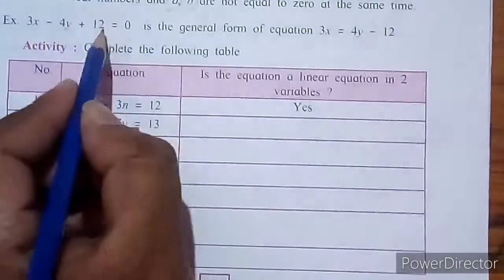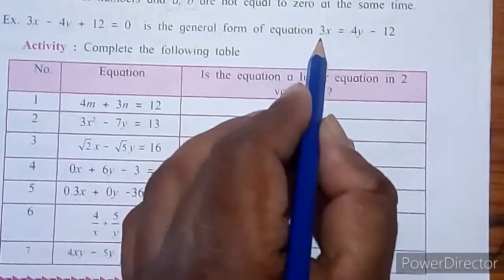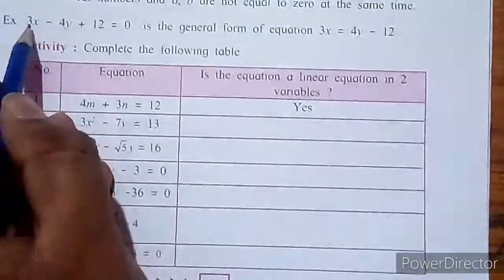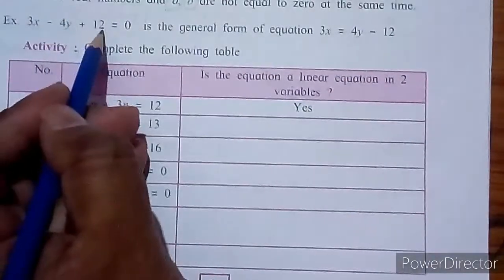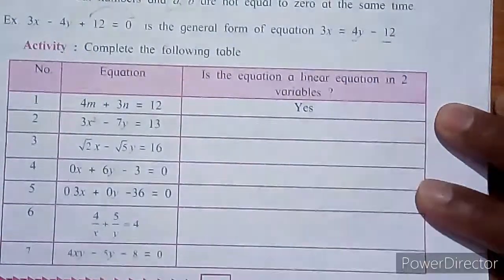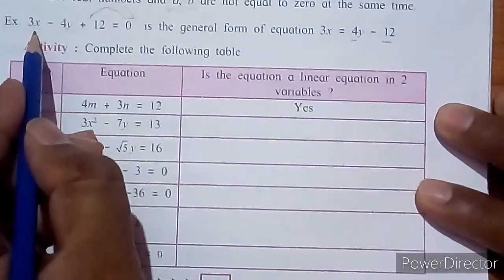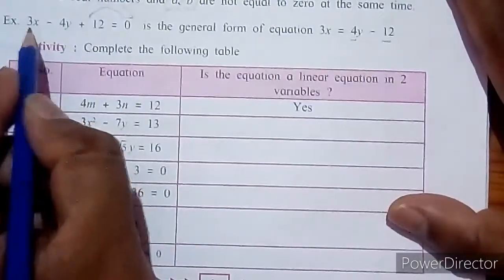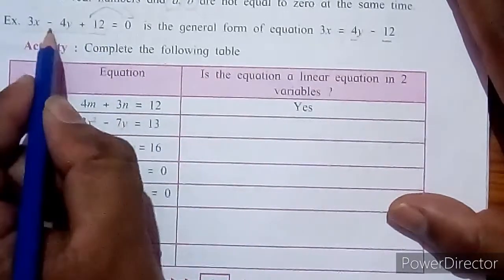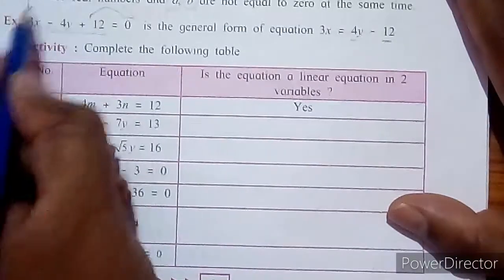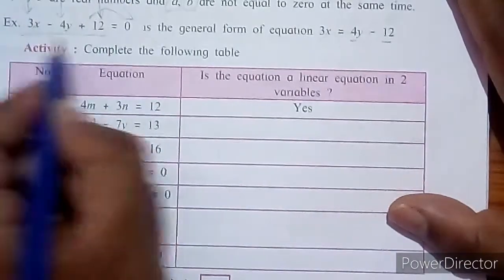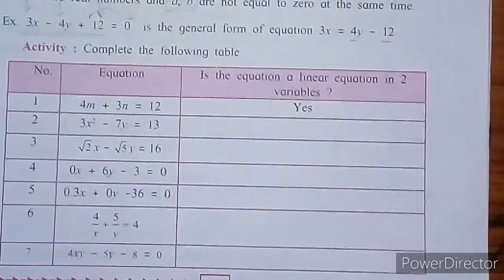3x minus 4y plus 12 equals 0 is the general form of the equation, which we can also write as 3x equals 4y minus 12, because minus 4y plus 12 goes to the right side and the signs change. Now here it is in the standard form. Comparing this equation with ax plus by plus c, we find that the value of a is 3, the value of b is minus 4 and the value of c is 12. Hence this equation is in the standard form.